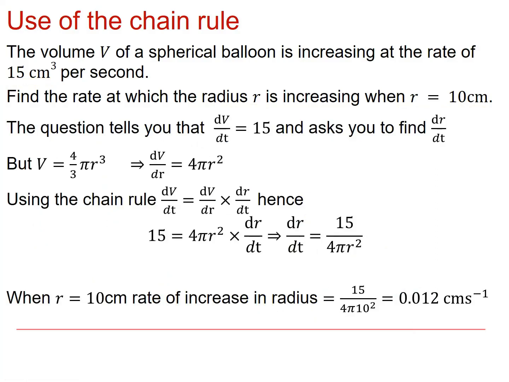There's that working written out neatly again. We know that, and we want to find that. There we've used the fact that the volume is 4/3 pi r cubed to give us a rate of change with respect to r, and there we've used the chain rule to get an expression for dr by dt. And there we've worked it through to get our numeric value at 10 centimeters.